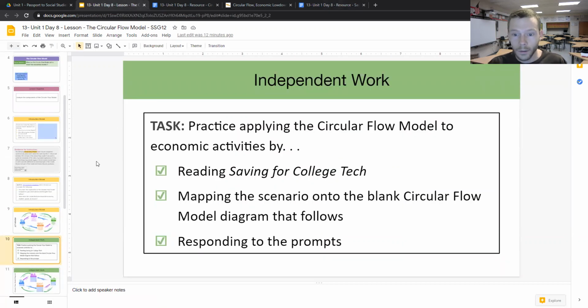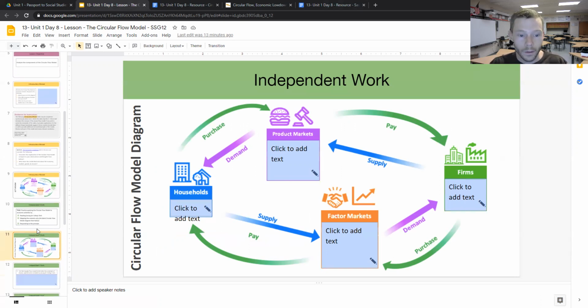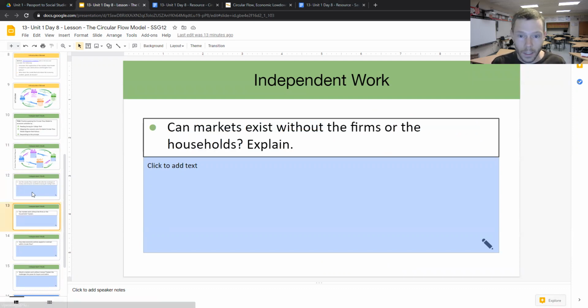And it also allows students opportunity to really map the scenario onto a blank circular flow model diagram and respond to very specific prompts. So they can really think about all of the different factors that would be involved in the circular flow model diagram. So you will ask students to really describe the exchange of money and resources that are involved in that article, looking at saving for college tech, thinking about how or whether markets can even exist without the firms or our households. And again, really thinking about how each of the different participants in the larger market are really dependent upon one another for it to function effectively.